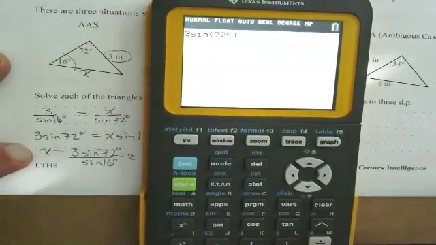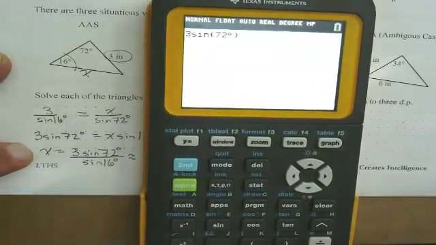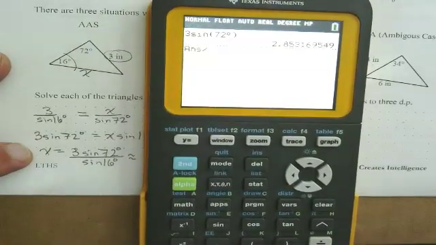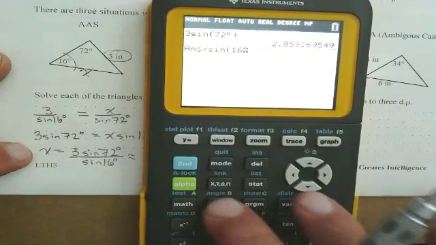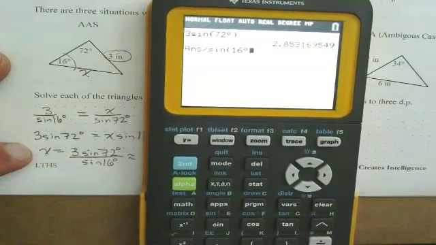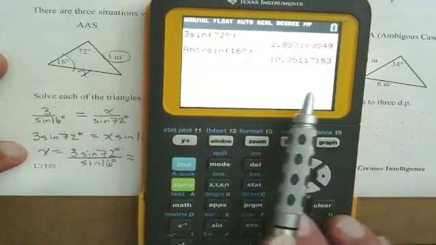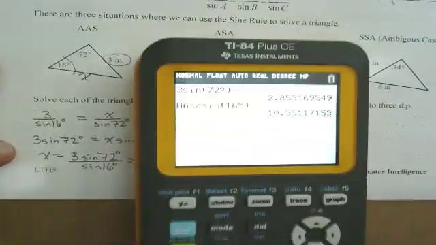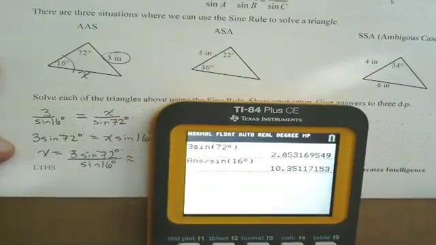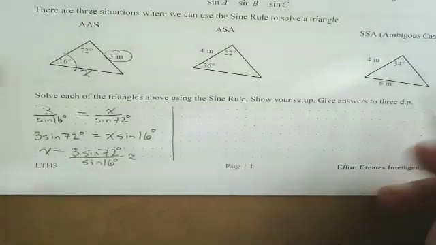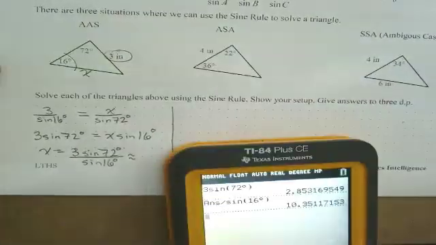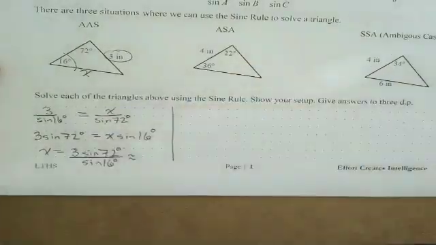So I have 3 sine 72 degrees, and it's going to be that number divided by the sine of 16 second apps degrees. And I have my answer, which is about, let's look at this, 10.35. Now we want 3 decimal places, so that would be 10.351.